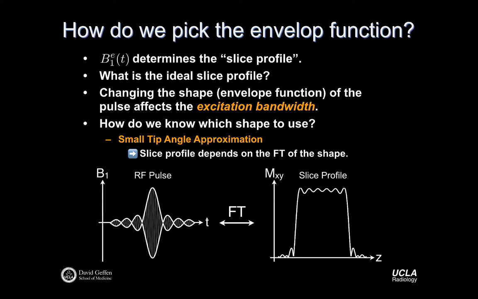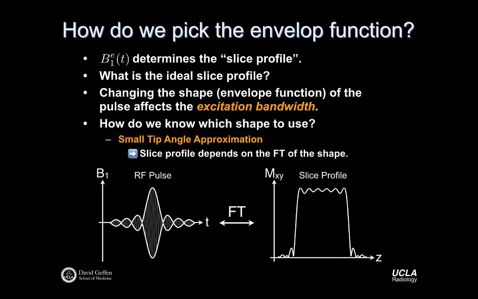We could look at this pulse here, and we can count zero crossings, right? 1, 2, 3, 4, 5, 6, 7, 8. So this has a time bandwidth product of 8. And that's a reasonably high time bandwidth product for RF pulses that we actually use in MR, simply because the duration gets to be on the long side for being practical.